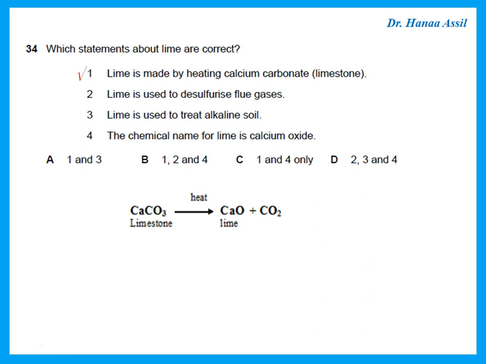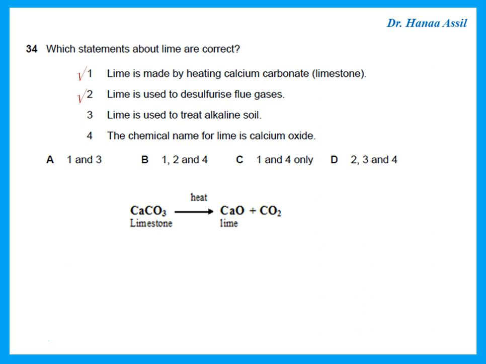Remember, what are flue gases? They are the waste gases that come out of factories. Usually these would have sulfur dioxide gas, which causes acid rain. So I want to remove that before the gases go into the air. That is what we mean by desulfurized flue gases. You should know that sulfur dioxide is acidic. So if I want to neutralize it, I should use a base. Calcium oxide is a base.